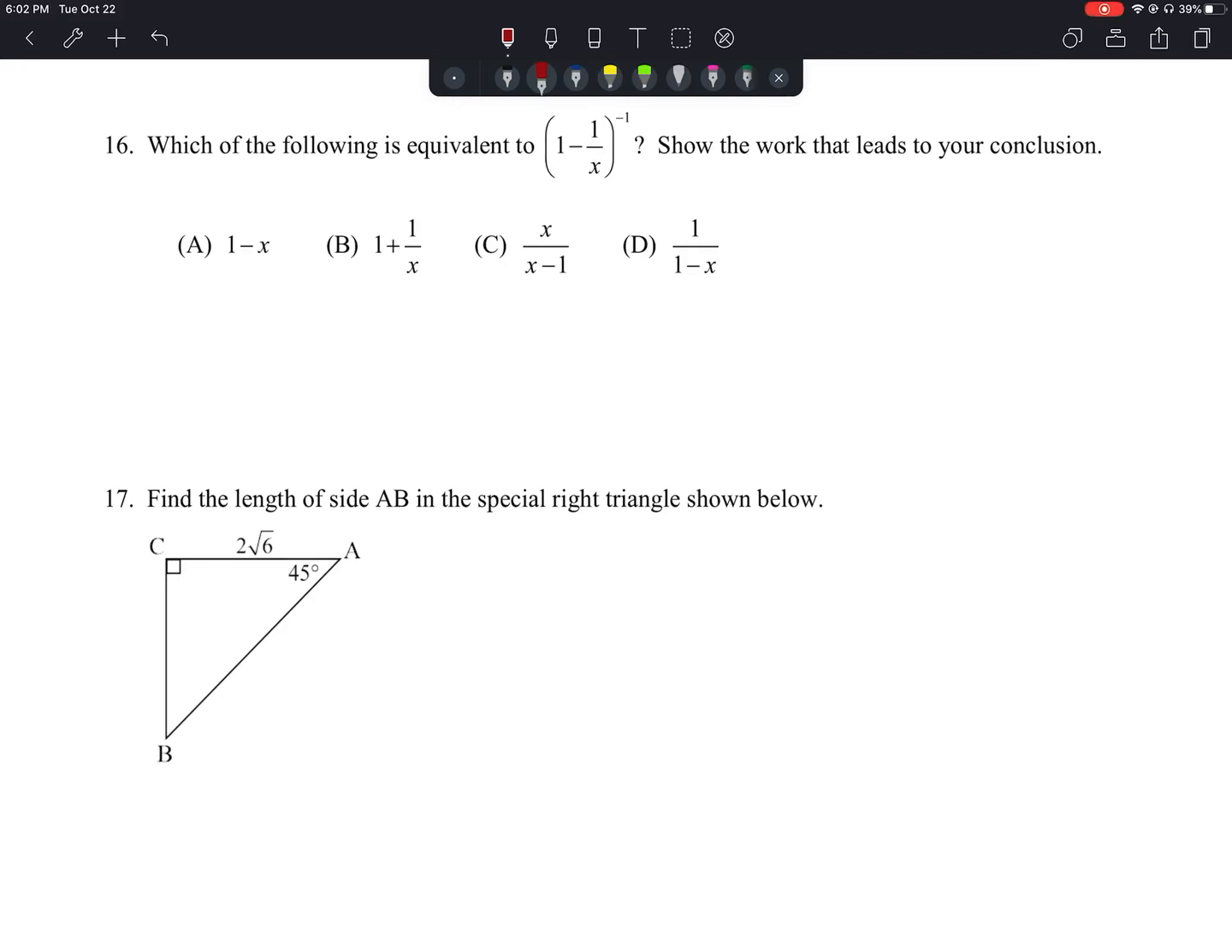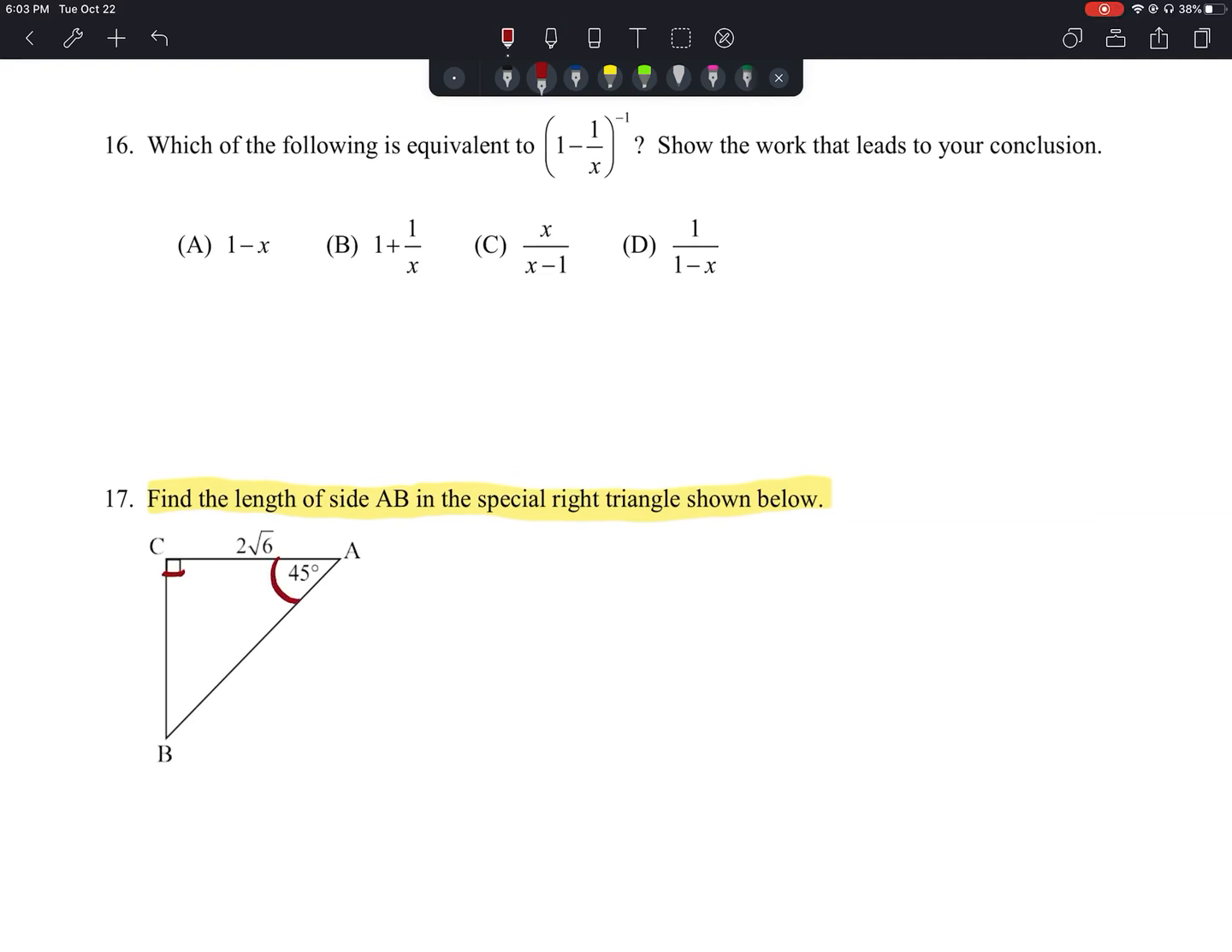This is the last problem, problem number 17 from worksheet 7 of chapter 3. The directions state here, find the length of side AB in the special right triangle shown below. So first thing here, we know that this is a special right triangle.